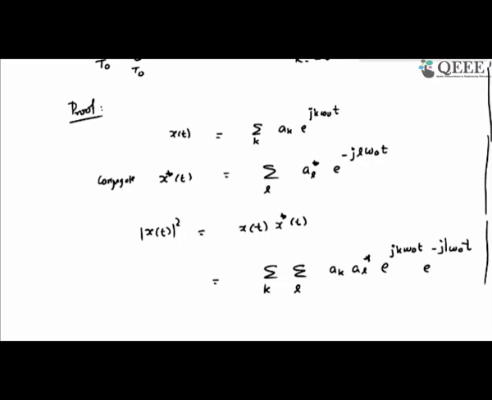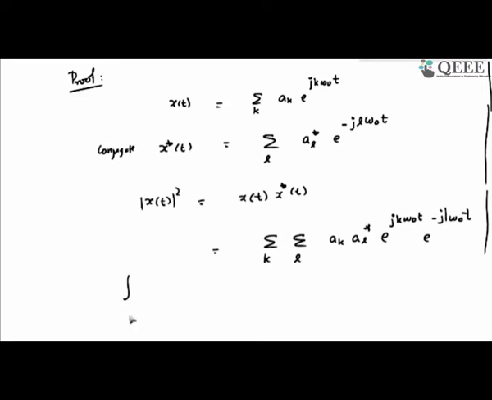Now I integrate both sides. So the integral over t naught of mod of x of t square dt is sigma over k, sigma over l, a k a l star, and the integral over t naught of e power j k omega naught t times e power minus j l omega naught t dt.